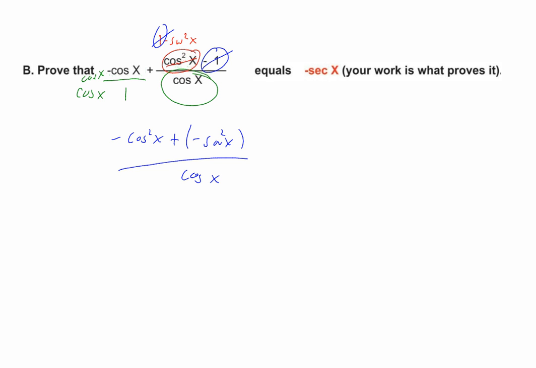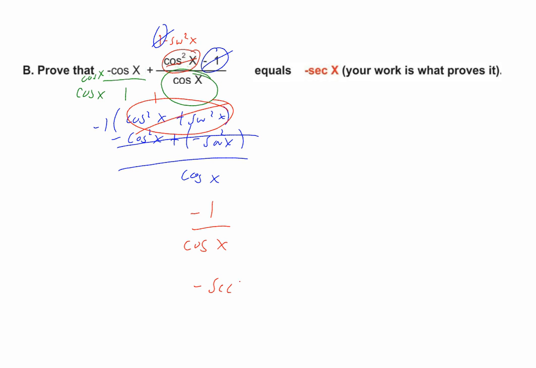Now if you factor out a -1, you get cosine squared x plus sine squared x. And what is the cosine squared x plus the sine squared x? It is 1. Where do you end up? -1 over the cosine of x, which happens to be negative the secant of x. All right, I've only given you 2 identities to work with, so that's always what you're looking for, and that's the concept.